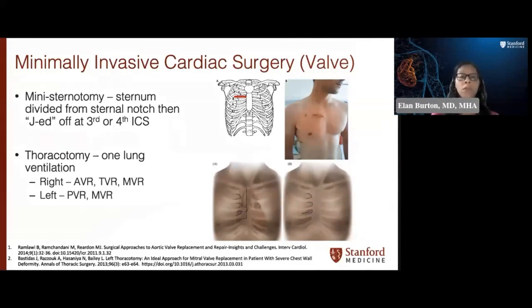For thoracotomies, this requires one lung ventilation. A right thoracotomy is typically used to approach the aortic valve, tricuspid valve, or mitral valve. Left thoracotomies are typically used for pulmonary valves or for mitral valves.